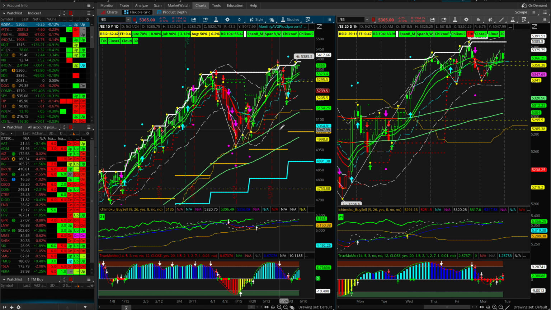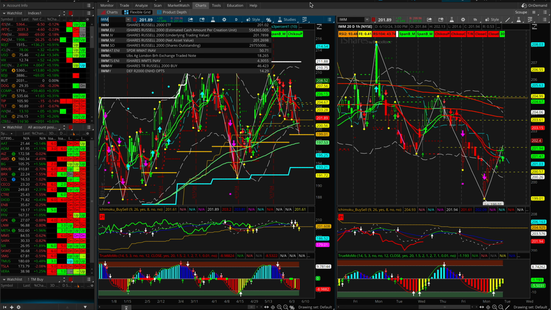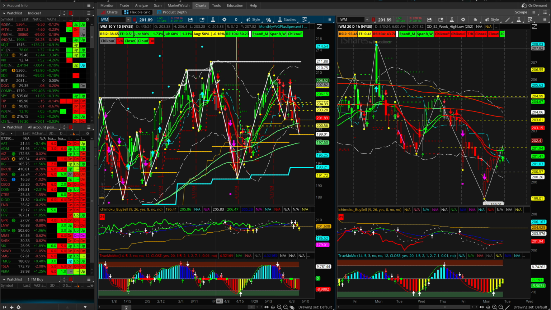The actual markets themselves. Here's the S&P 500. I think the markets overall went up today. The S&P went up 13 points, or 0.26%, which is next to nothing. The Dow went up 69 points, or 0.18%, which is not really much either. The Russell, we'll look at the IWM, went up 0.34% today.